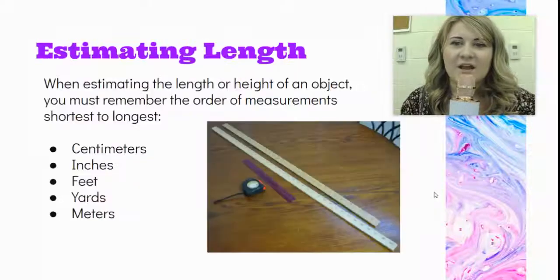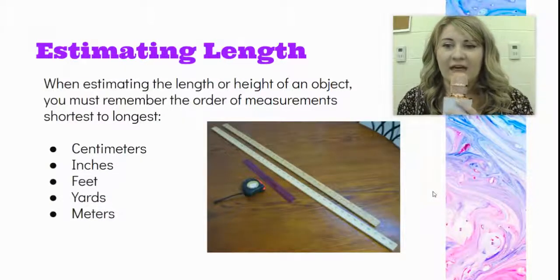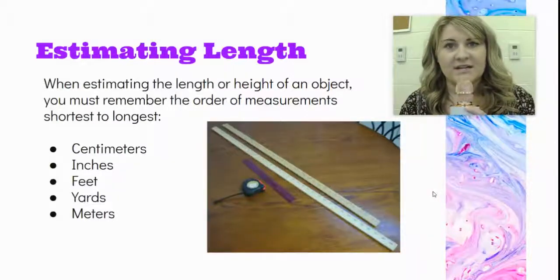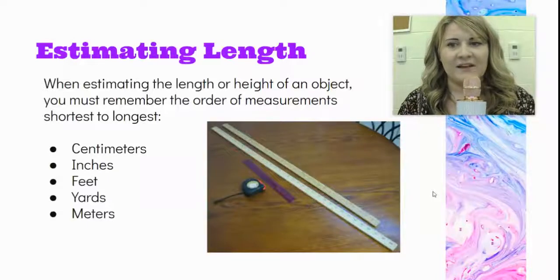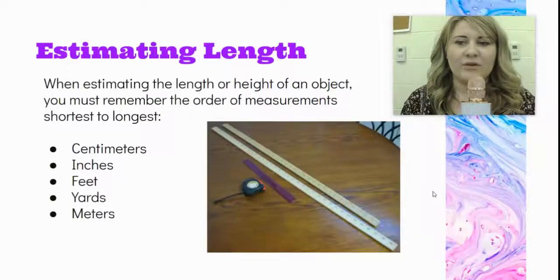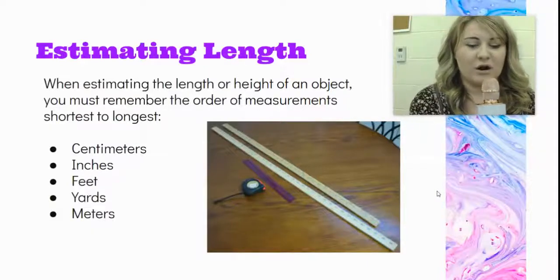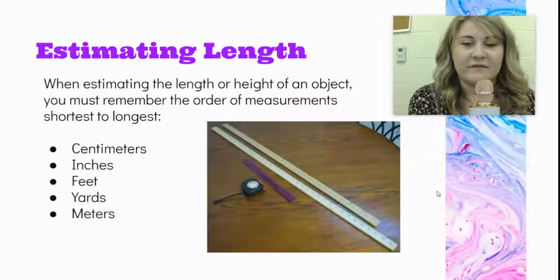All right, today we are also talking about estimating length. Let's do a quick review of that. If we're estimating the length, we're looking at how long an object is. We're taking our best guess. That's what estimating means. So we're looking at centimeters, inches. Those are our shortest units of measure. Feet is the medium one. And then we have yards and meters, which are our larger units of measure for length.